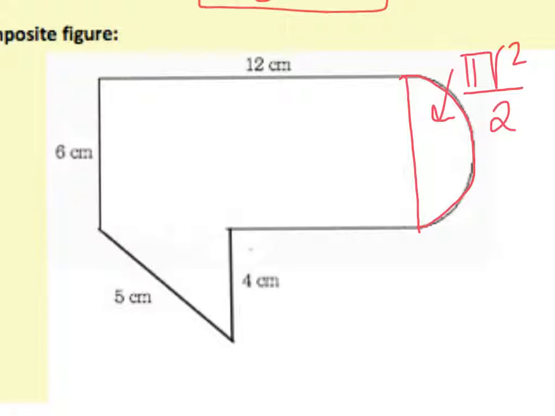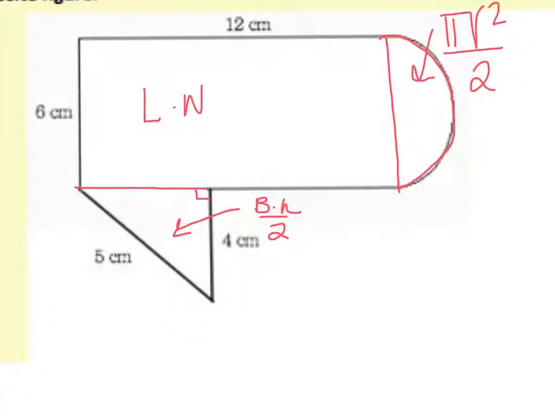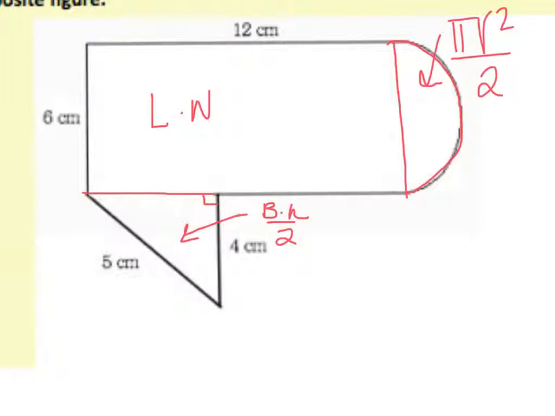And then if I see kind of like a triangle going on over here, and make that a right angle, I know that the area of a triangle is going to be base times height divided by 2. And then I've got this rectangle here. So this is length times width. Okay, so from here, I'm just going to find all the little parts. The rectangle is pretty simple. It's going to just be 6 times 12, and that's going to be 72.